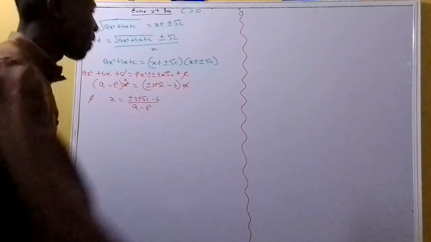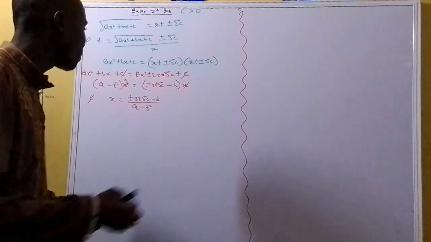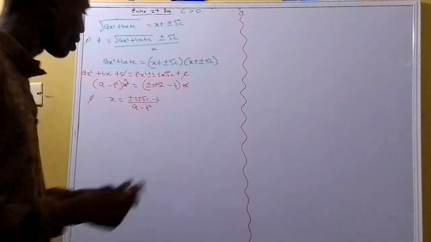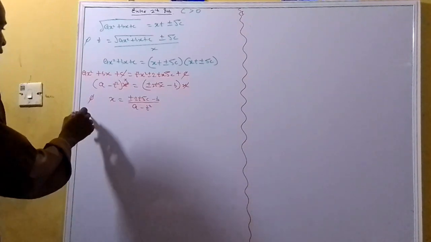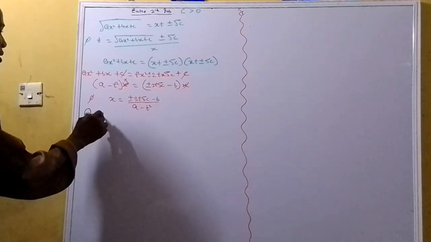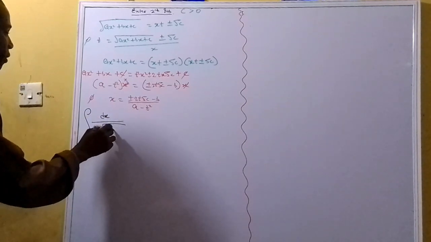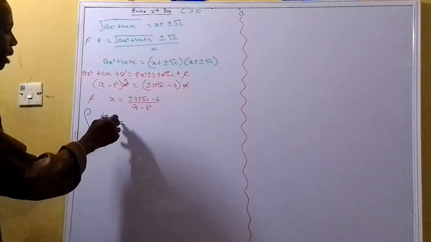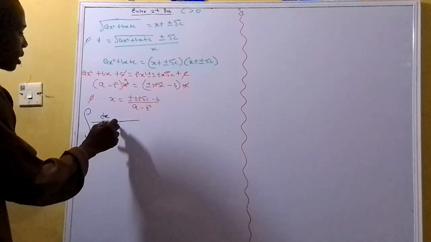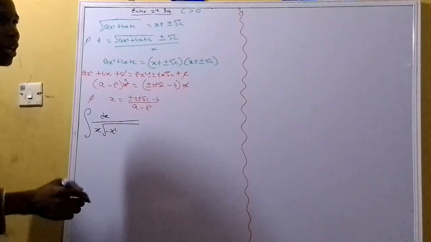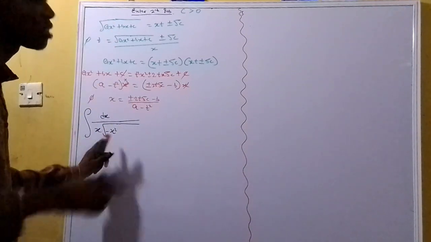Let's move on, guys. Now let's look at a particular example. Let's say we are to integrate something like this: the integral of dx over x root of negative x squared. As you can see, this means that we can't apply the first substitution. Why? You're having a negative x squared. First substitution says the coefficient a, of x squared, should be greater than 1.